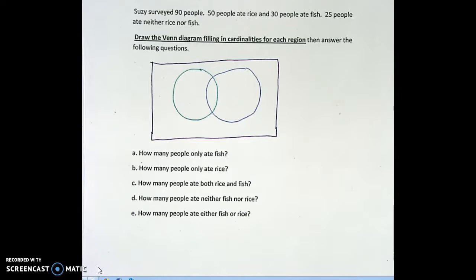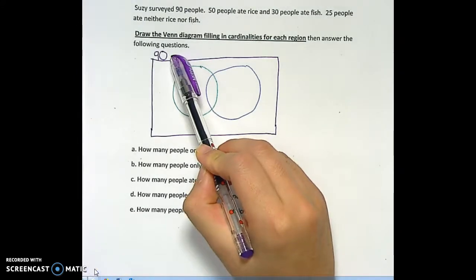So let's start dealing with the parts that we have. First we have 90 people total. So where should we put the 90 total? Yep, I always like the 90 total out there.